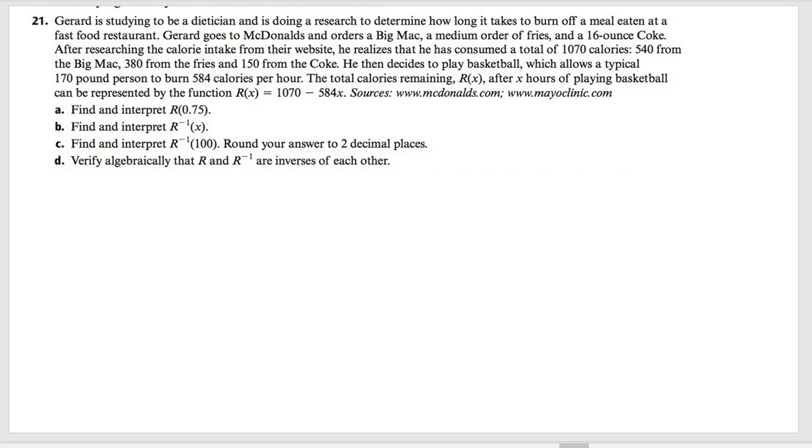For a word problem, I'm going to give you a second to pause the video and read this. So we've read the problem. We see that Gerard is studying how food works, and he has eaten 1,070 calories, and then he went and burned 584 off per hour. So he's created this function, r of x, which tells him the total calories remaining after playing x hours of basketball. So it says, A, interpret what r at 0.75 means.